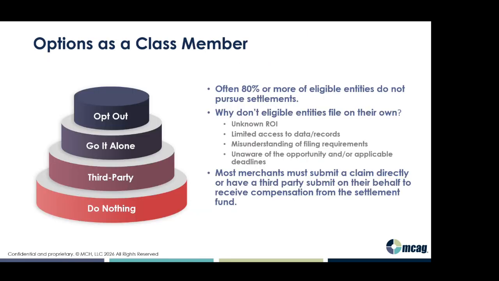In terms of options as a class member, there's really four major options. The first is to opt out. Again, class members will elect this option if they're pursuing the defendants directly with their own internal counsel or separate outside counsel. While this can lead to larger payments, there are several inherent risks, including significant costs associated with the additional litigation and damaged relationships going forward with the defendant.